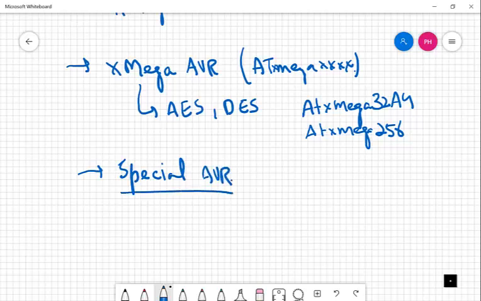This is a group of microcontrollers that have special categories, and they are designed for specific applications, like LCD controllers, USB controllers, and FPGAs. For example, AT90USB1287. This microcontroller is designed only to be used in applications where we have to control a USB.